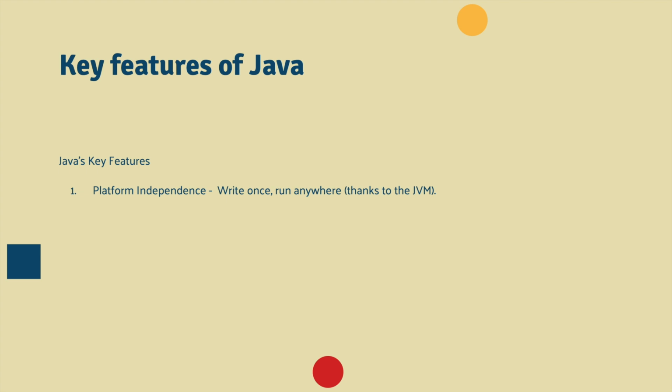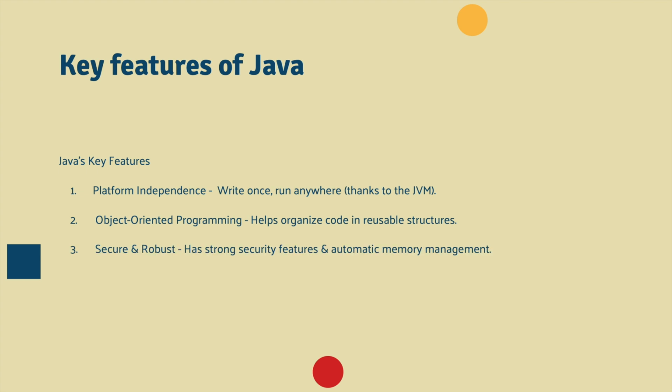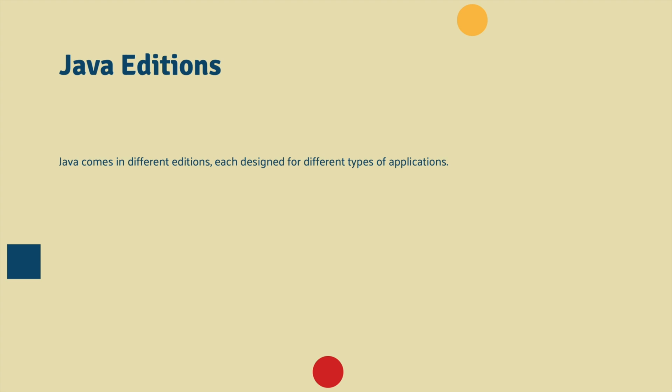Platform independence. Here platform means operating system. Write once, run anywhere on any operating system with the help of JVM. Object-oriented programming helps organize code in reusable structures. Secure and robust, has strong security features and automatic memory management. Multi-threading support handles multiple tasks simultaneously. Java powers web applications, mobile apps, banking systems, and even big data processing, so learning it can open doors to endless opportunities. Java comes in different editions, each designed for different types of applications.